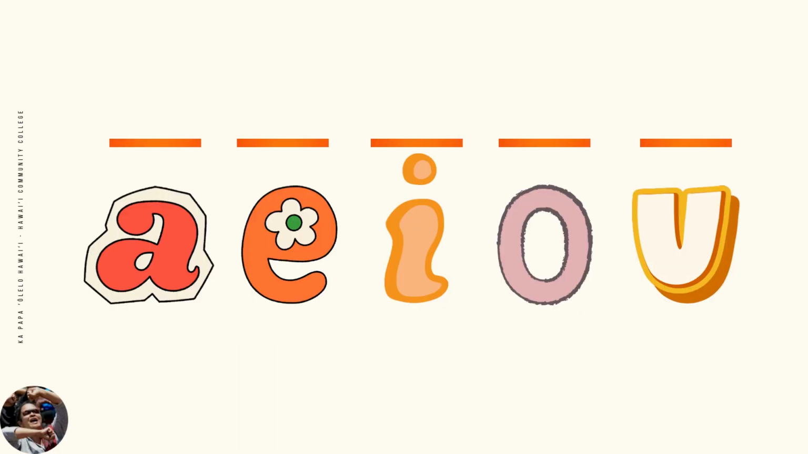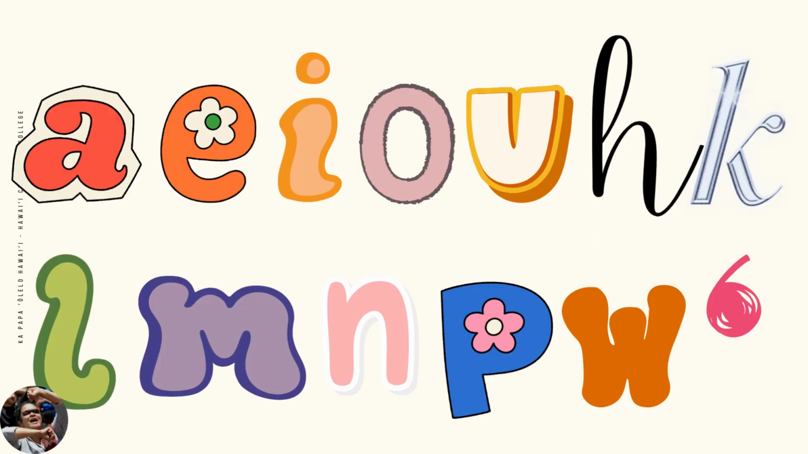Our vowels can also be lengthened with a diacritical marker called the kahako. When you see the kahako, place a slight emphasis on the vowel it is marking. For example, ā, ē, ī, ō, ū.